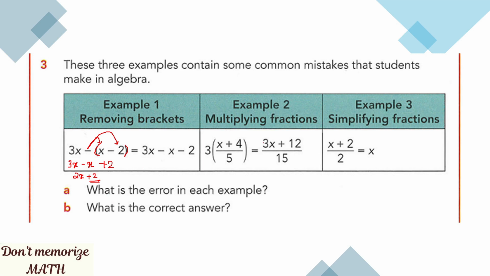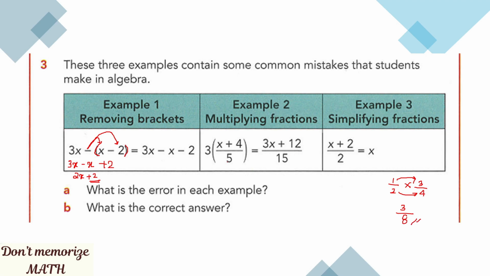Moving to the next example, multiplying fractions. See here, a normal fraction. How do we multiply a normal fraction? Suppose you have 1 over 2 and 3 over 4, and you are multiplying these two. When multiplying fractions, we multiply the numerators and we multiply the denominators. So 1 times 3 becomes 3, then 2 times 4 becomes 8. So 3 over 8 is the answer.